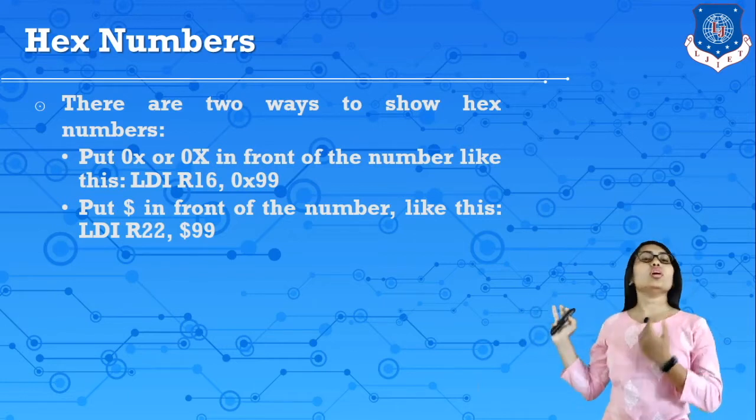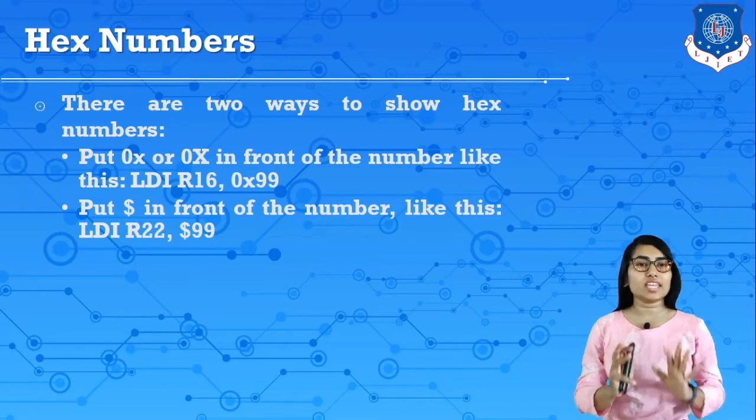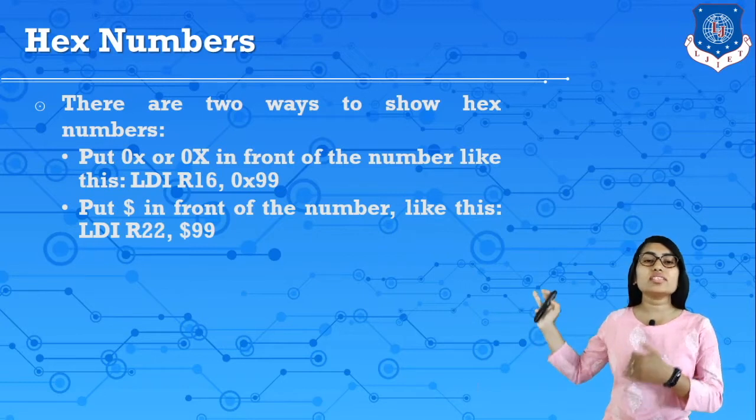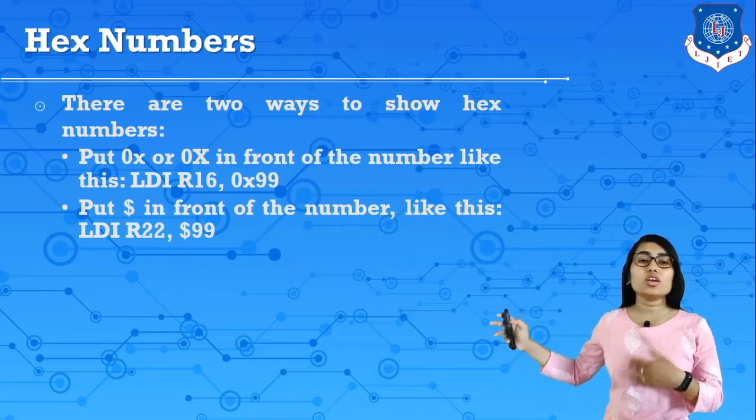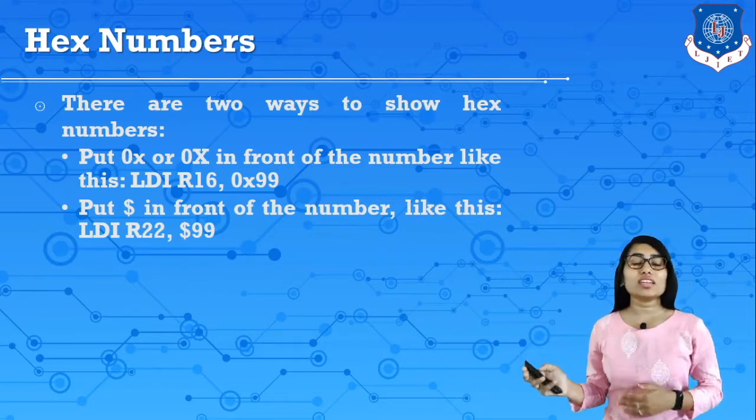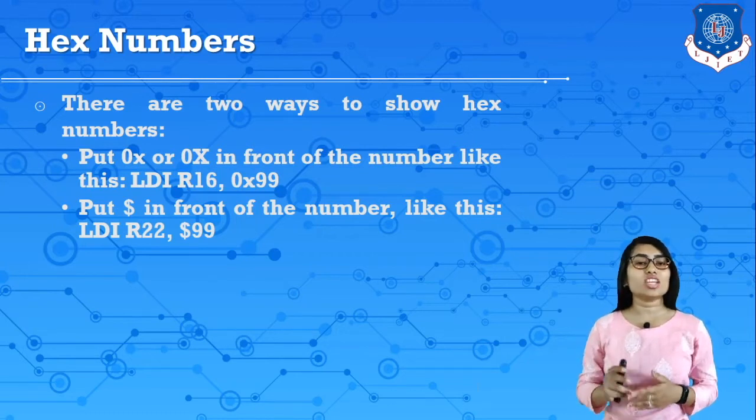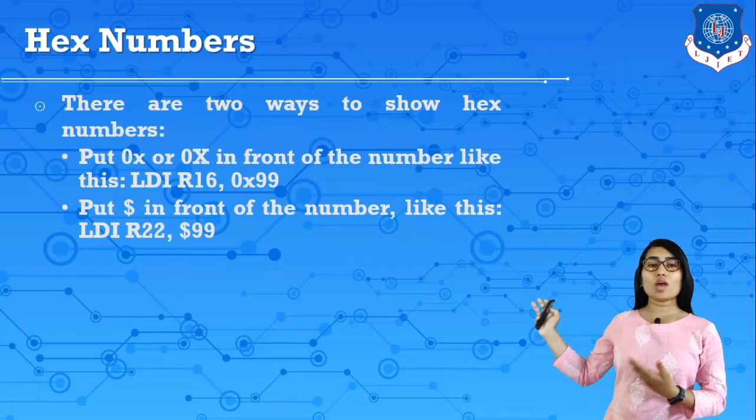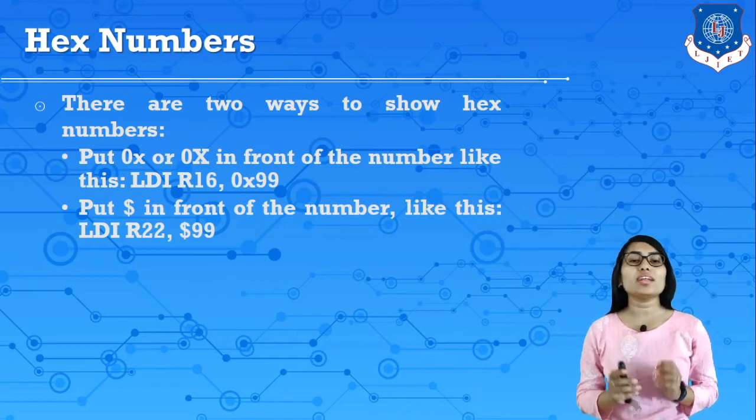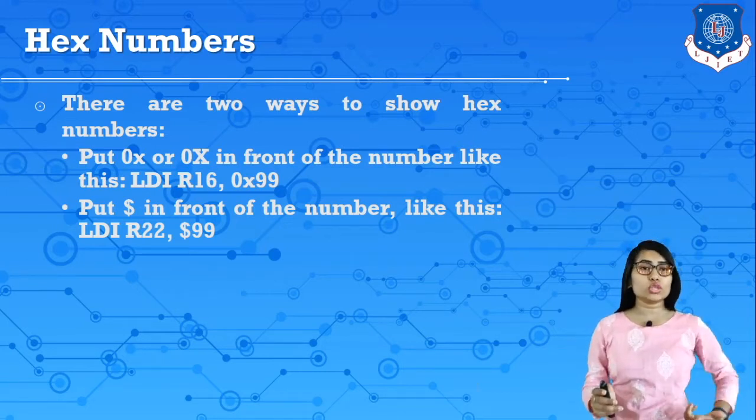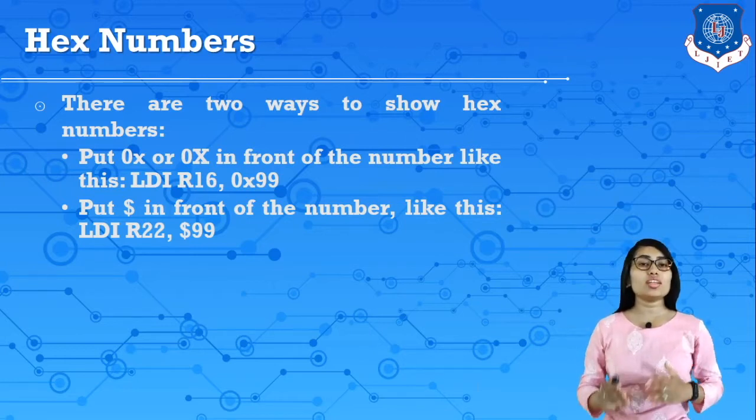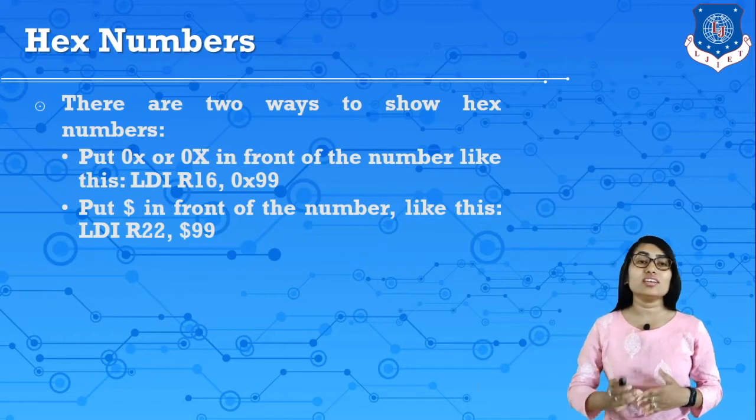The R16 register is an 8-bit register. So 99 is a hex number, and this hex number is copied into R16 in binary format. We can represent a hex number like this, 0x99, or we can put a $ sign in front of the number like this: LDI R22, $99, which means this number is in hex format. So we can use either 0x, capital X, or small x, or we can use dollar to indicate that the given number is in hex format.